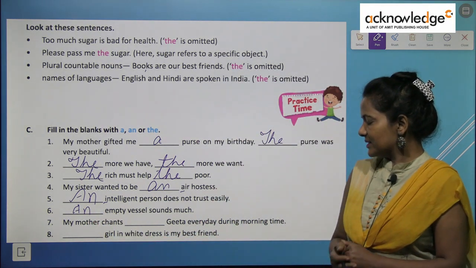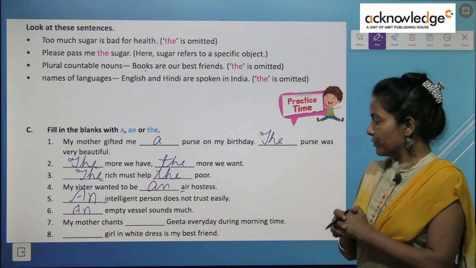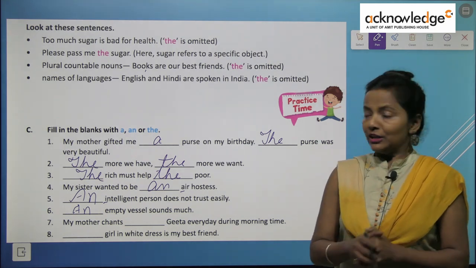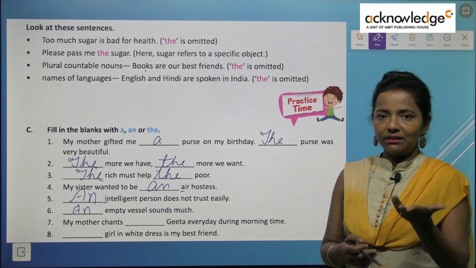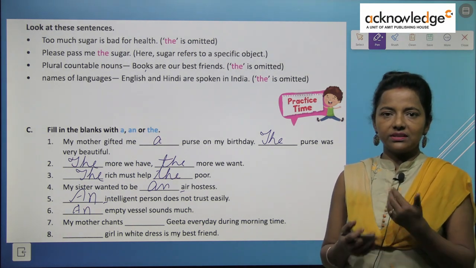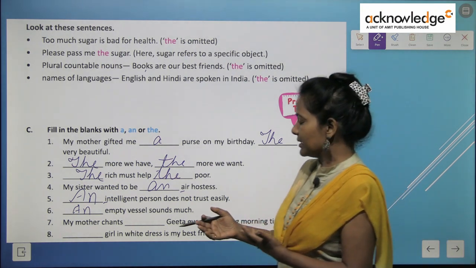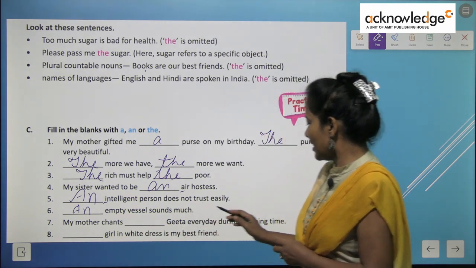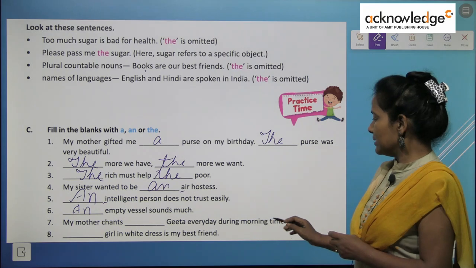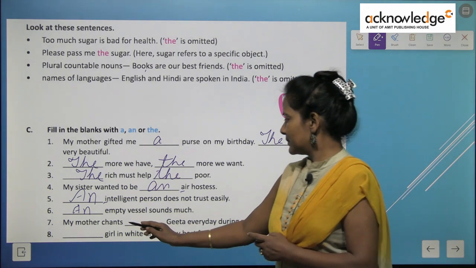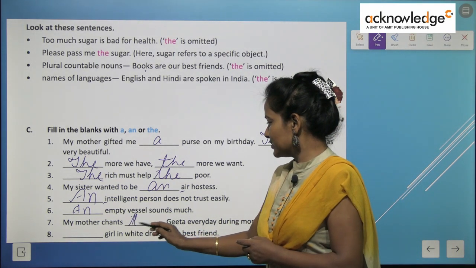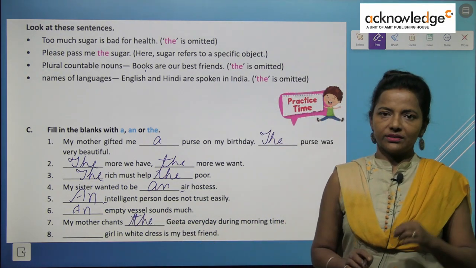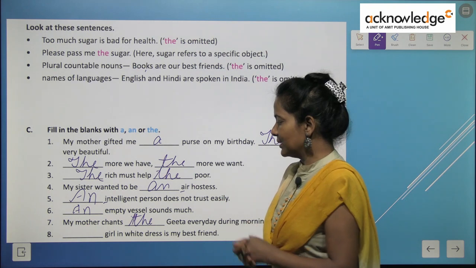My mother chants dash Gita every day during morning time. My mother chants the Gita. Now here see, as we read that we don't use the Ramayana, the Mahabharata, okay. So here my mother chants the Gita every day during morning time, because we are talking about a particular holy book. So that's why we are using here the.